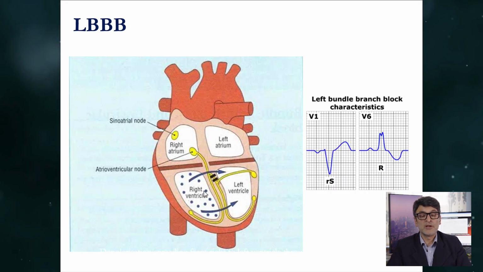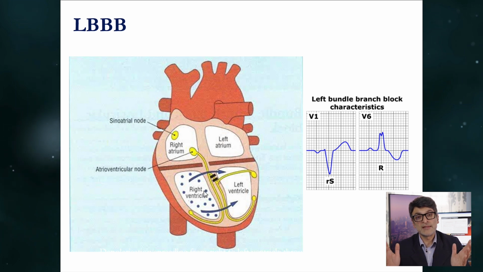From an electrical viewpoint, what happens in left bundle branch block is the wire on the left side of the heart going to the left ventricle is effectively severed. So the electricity has to go down the right bundle and then make its way across transversely to the left ventricle, causing that delay, that QRS duration broadening. And you can see the characteristic changes in V1 and V5 on the slide.